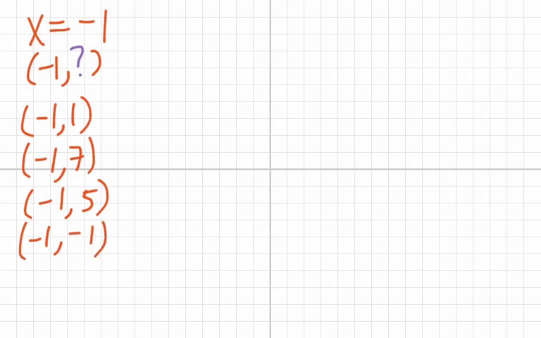So (-1, 1), (-1, 7), 1, 2, 3, 4, 5, 6, 7, (-1, 5). Oh, whoops, I did put that in the wrong spot. There we go. (-1, -1). And you could keep going, but hopefully you're seeing the pattern there that this would be a vertical line through x equal to -1.